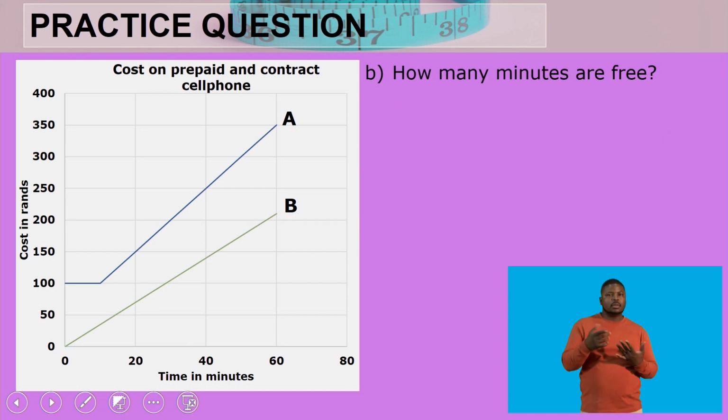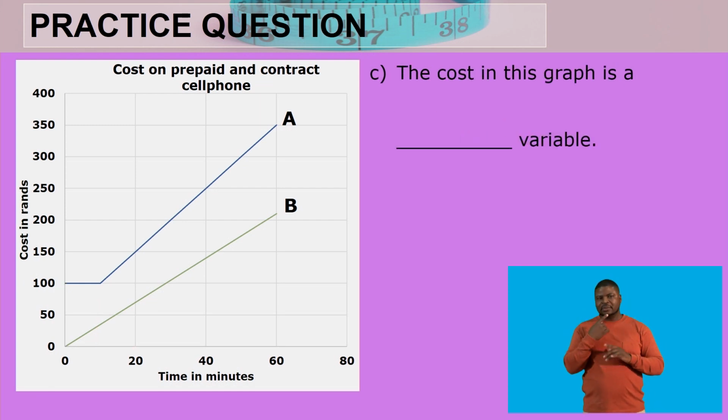Then the next question: how many minutes are free? We look at the contract billing. With our contract billing, we know that the 100 rand is a fixed cost, and it is constant up until a certain number. We can estimate that this line is between 0 and 20, halfway through, so the number of free minutes is 10 minutes.